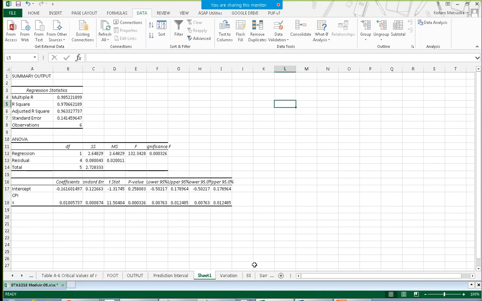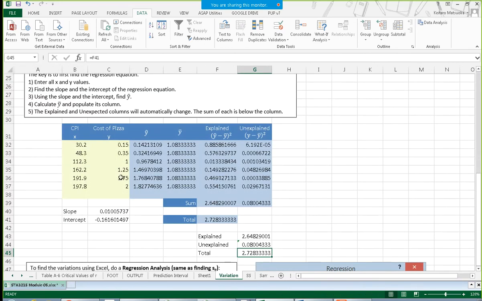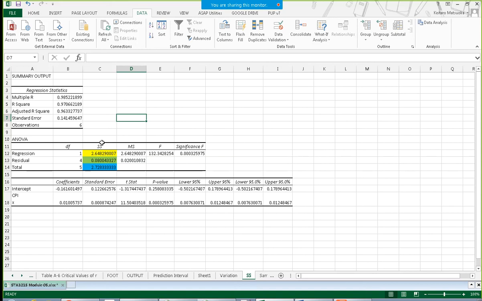I have a prettier version here, so I'm going to look at here. You notice that the R-square value is here. So 0.97 is the R-square. That's pretty high. So 97% of the variation can be explained by CPI. Here's the explained variation, here's the unexplained variation, and this is the total variation. So if you ask for variation, just look at this column, the SS column, and you have the answer.